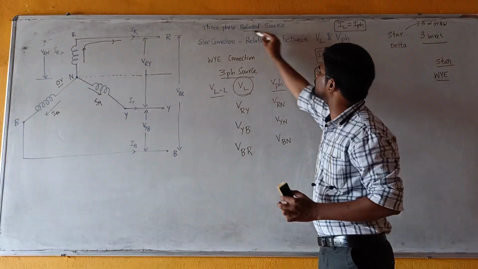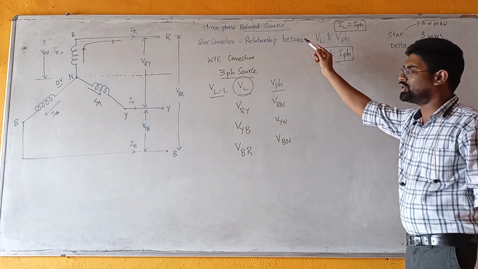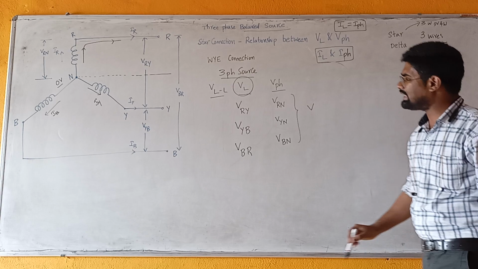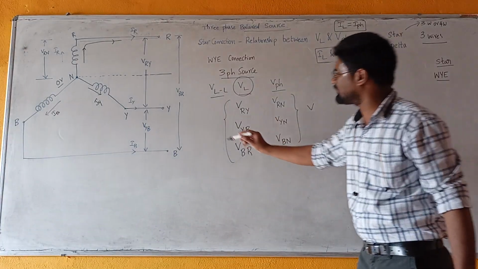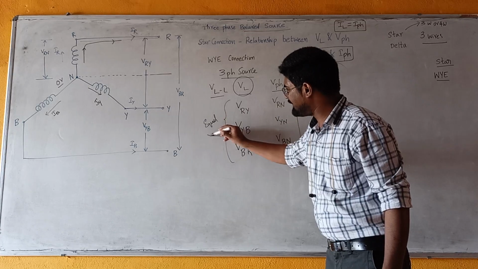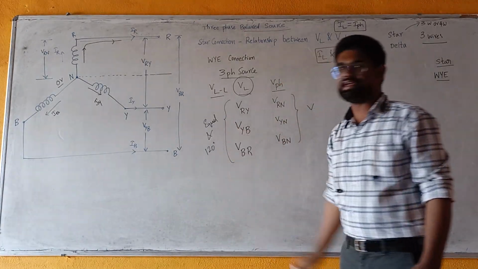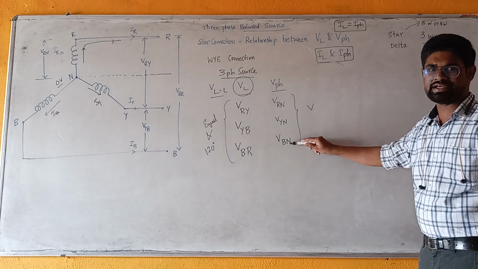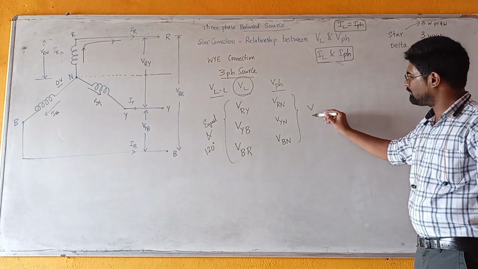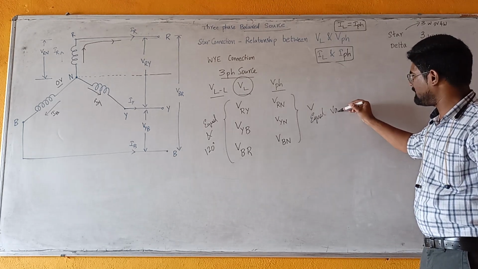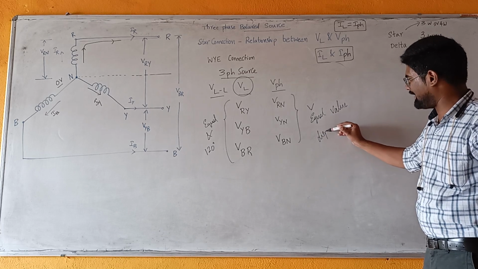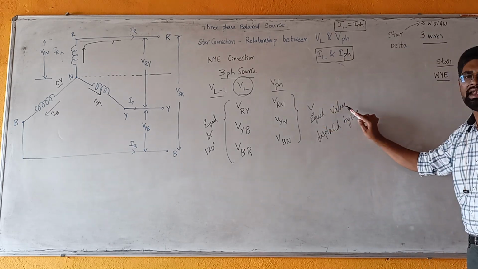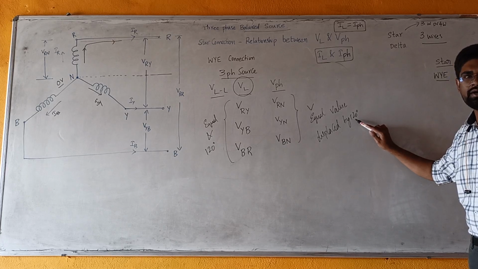In a three-phase balanced source, all the three voltages are equal in magnitude. Similarly, all the three line voltages are also equal in magnitude and displaced equally by 120 degrees. I am saying about phase voltages first. All the three phase voltages are equal in magnitude. Magnitude of three voltages is same, equal value, but displaced by 120 degrees. Three phase voltages are same in value but differing in phase angle by 120 degrees.